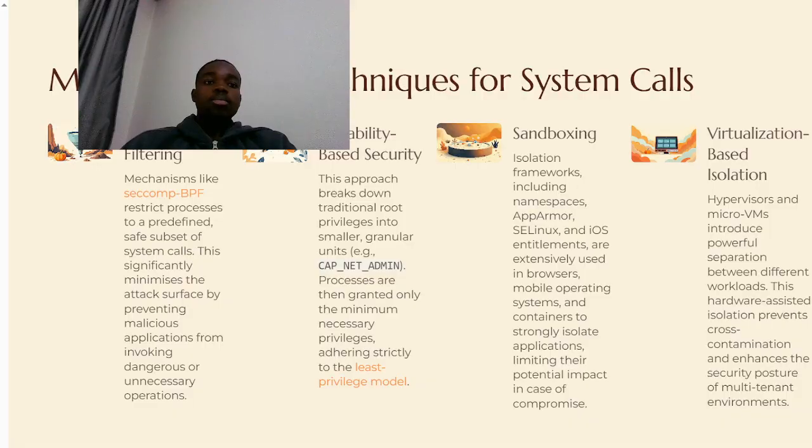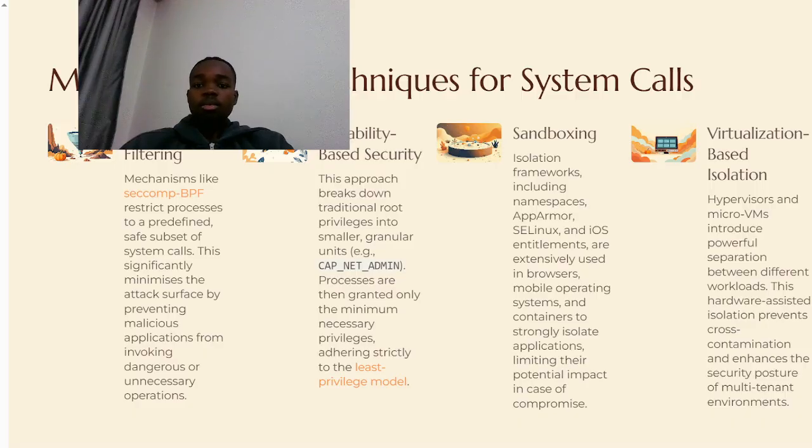Now we have modern security techniques for system calls. System call filtering mechanisms like seccomp-BPF restrict processes to a predefined safe subset of system calls. This significantly minimizes the attack surface by preventing malicious applications from invoking dangerous or unnecessary operations. Now, capability-based security. This approach breaks down the traditional root privilege into smaller granular units. The capabilities admit processes are then granted only the minimum necessary privilege and this aligns directly with the least privilege model.